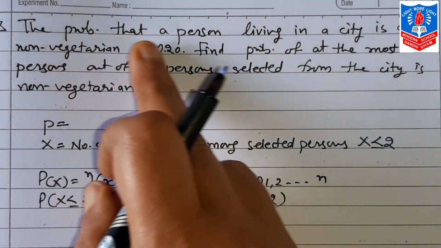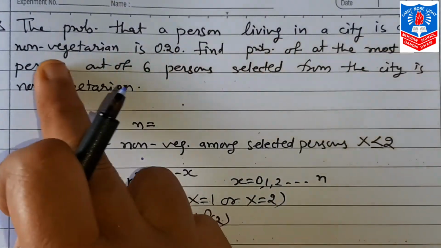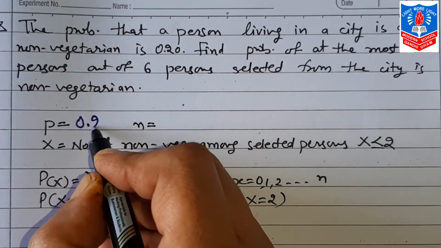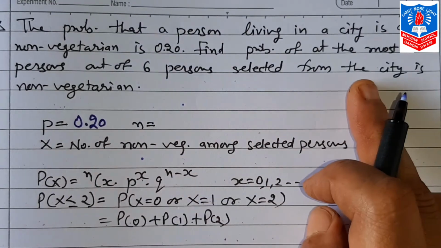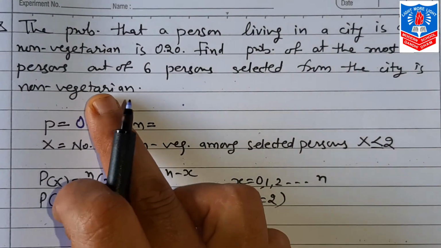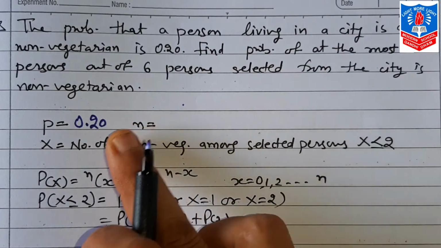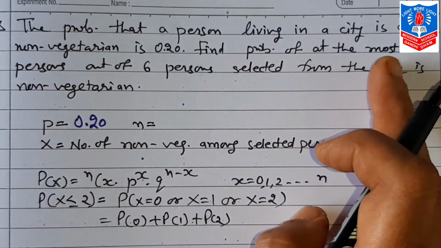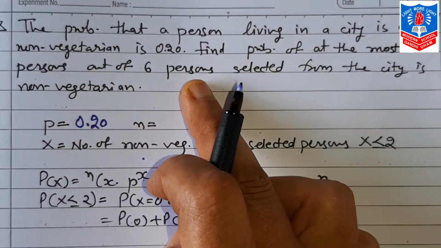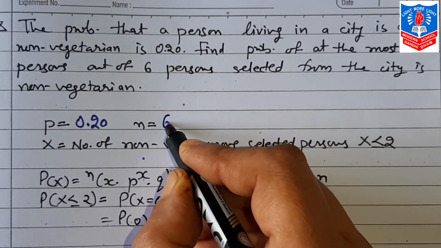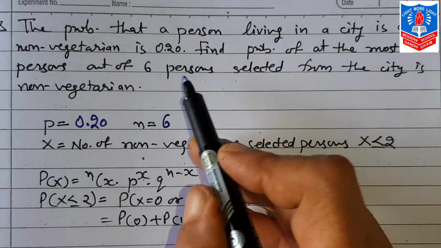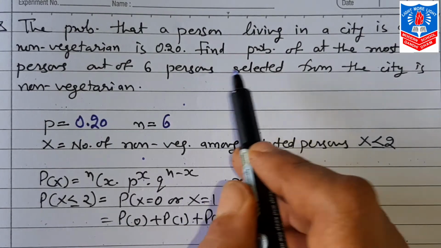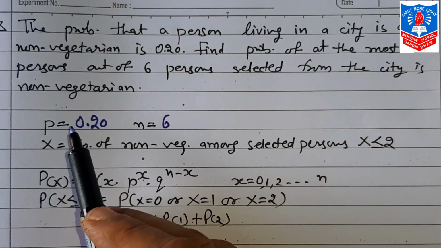Now here, the probability that a person living in a city is non-vegetarian is 0.20. So P value is 0.20. You check that the city is non-vegetarian; this should be the same, then this will be P. Now N: find the probability of at the most 2 persons out of 6 persons. So N is 6. And what is given? At the most 2 persons out of 6 persons selected from the city are non-vegetarian.